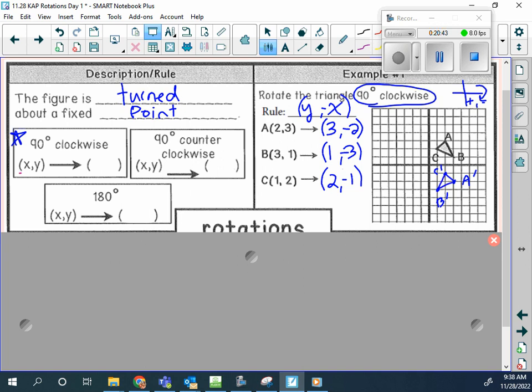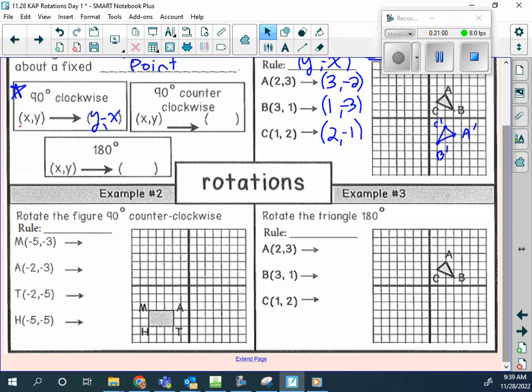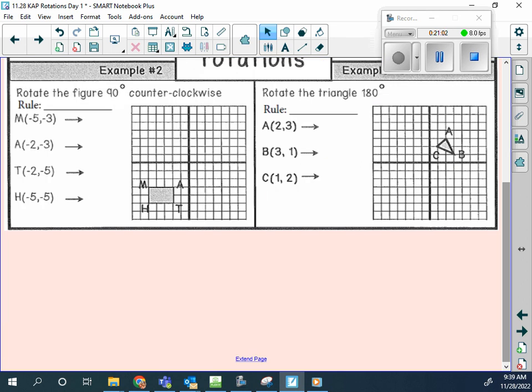And then make sure that it actually was a rotation, right? How many of you got that? How many of you got the same points that I did? Okay, so the rule was (x, y) goes to (y, -x). Okay, let's look at the next one. I didn't tell you to do that, but let's work on this one now. So 90 counterclockwise. Go ahead and take a few seconds to figure out your method.